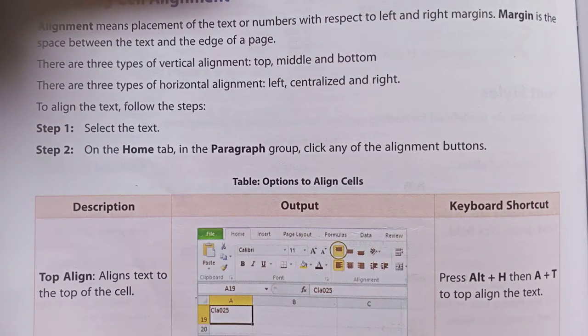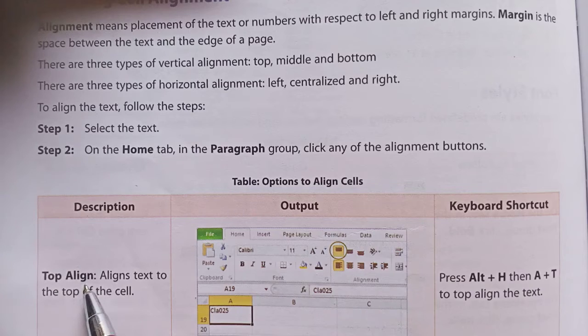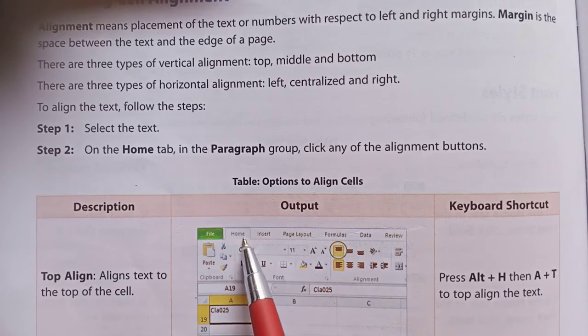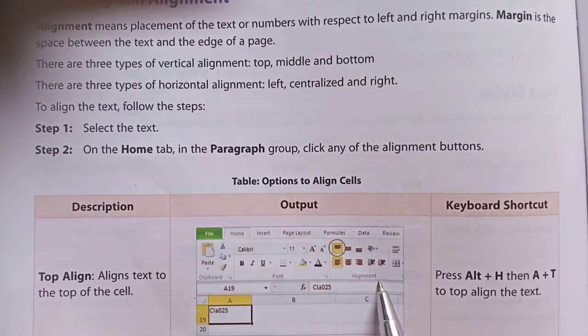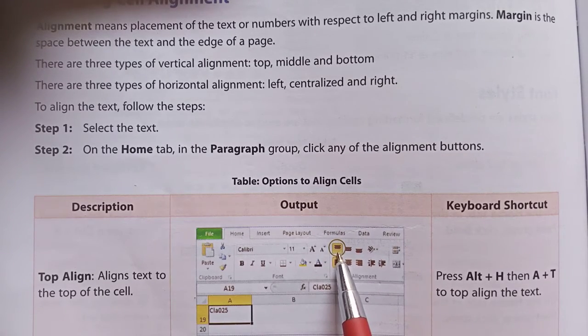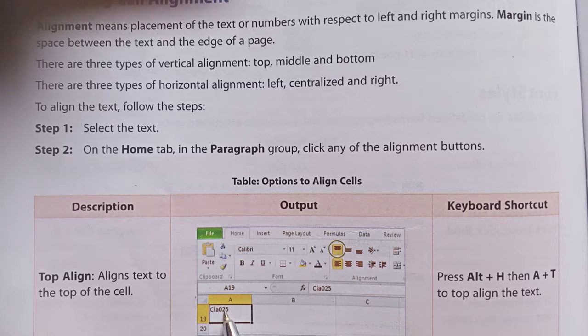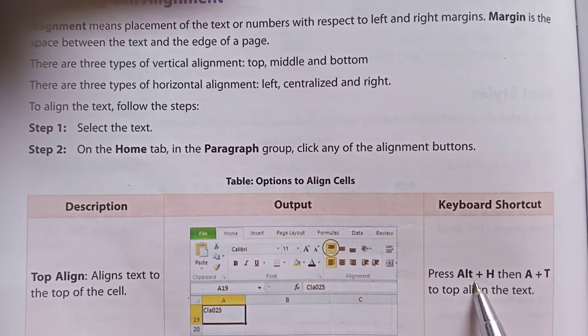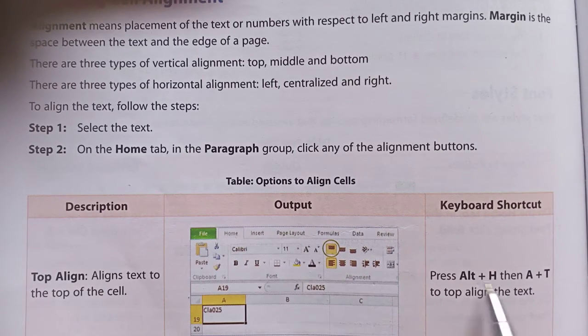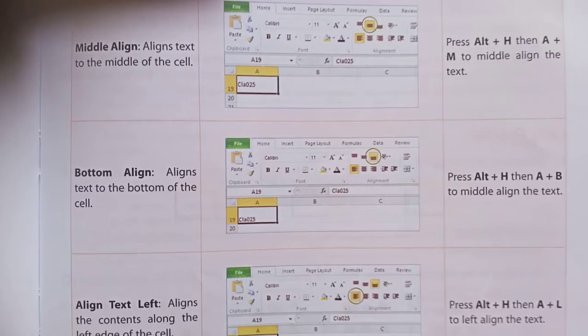Now before doing all this, we need to do one common step, that is to select the cells. So first is the top alignment. Where will we find the top alignment? Again in the Home tab, in the Alignment group, this icon is shown. This is Top Align. So when we click on this Top Align, your text will move to the top of the cell. And you can make use of the shortcut key from the keyboard. First you need to press Alt plus H and then A plus T, and this will align your text to the top of the cell.